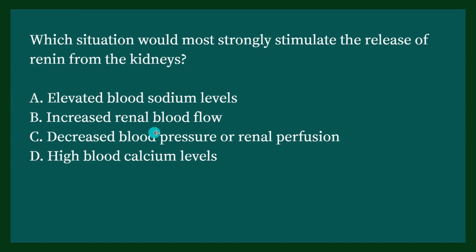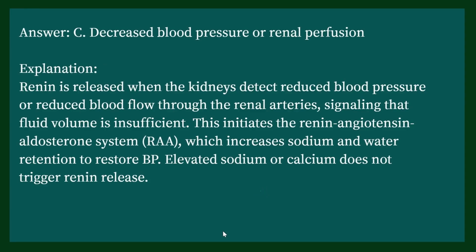B, increased renal blood flow? Increased, that would not. Let's see. C, decreased blood pressure or renal perfusion. Ooh, I didn't hear that word before. Or D, high blood calcium levels. We weren't talking about calcium at all in here. Decreased blood pressure, I know, has something to do with the release of renin, because renin helps our body absorb more water by increasing sodium. So I'm going to go with C, and maybe we'll find out more about what renal perfusion is.